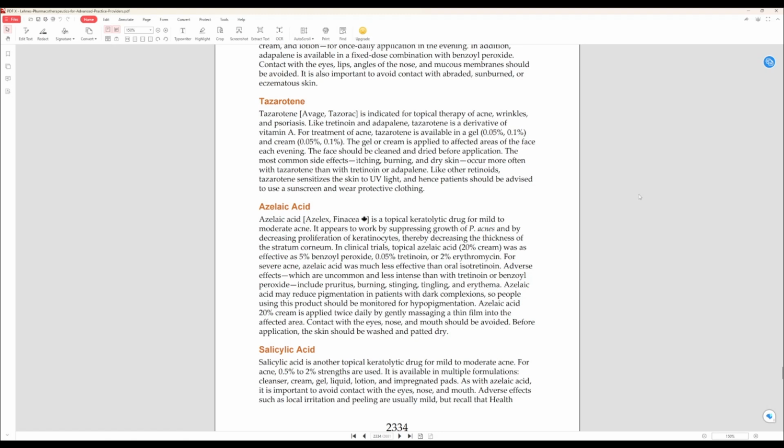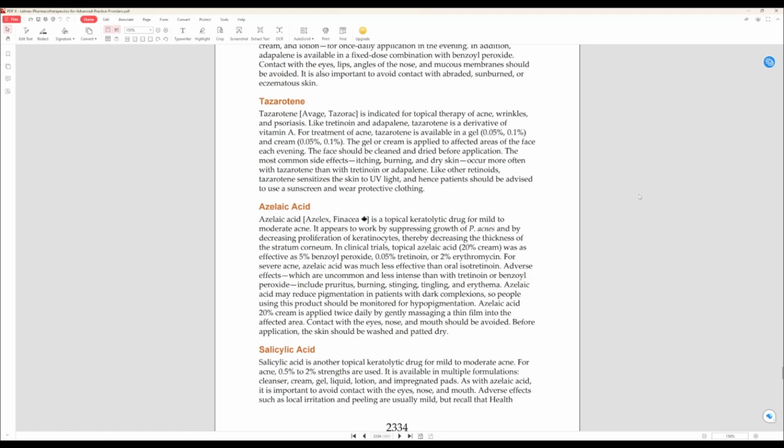For severe acne, azelaic acid was much less effective than any oral isotretinoin. Adverse effects, which are uncommon and less intense with tretinoin or benzoyl peroxide, included pruritus, burning, stinging, tingling, and erythema. Azelaic acid may reduce pigmentation in patients with dark complexions, so people using the product need to be monitored for hypopigmentation.